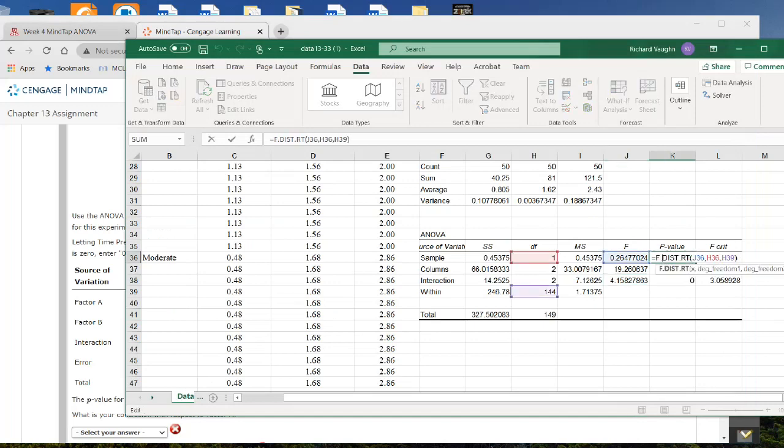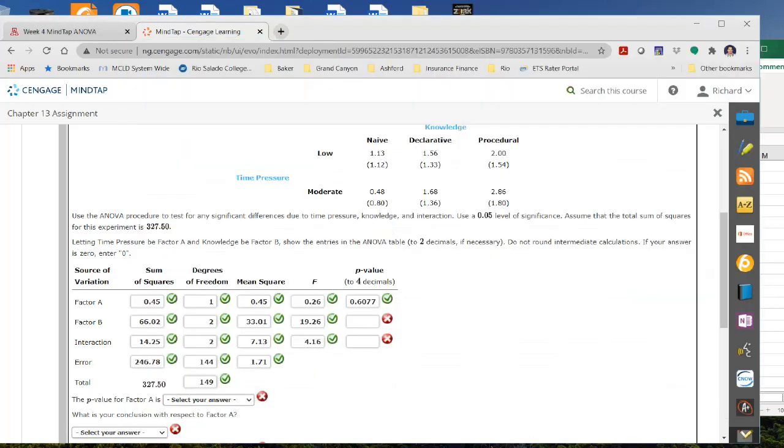But I got the first p-value to work. Thinking about the F distribution, I'm going to use this command, and you can pause this video and type it into your sheet if you'd like to. It's F.DIST.RT, the F distribution, right tail. And I'm going to take the F value with the degrees of freedom, and then the second degrees of freedom is going to be from the error term, the within term. And I got the p-value. Make sure you're entering this one out to 4 decimal places, 0.6077 when you round. And then I got this one correct.